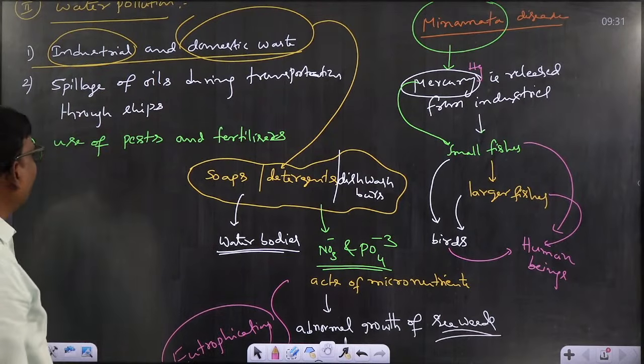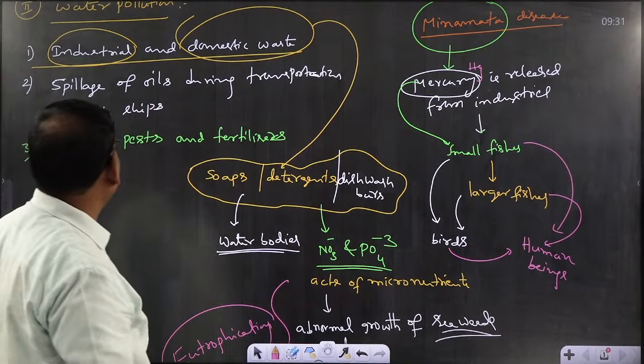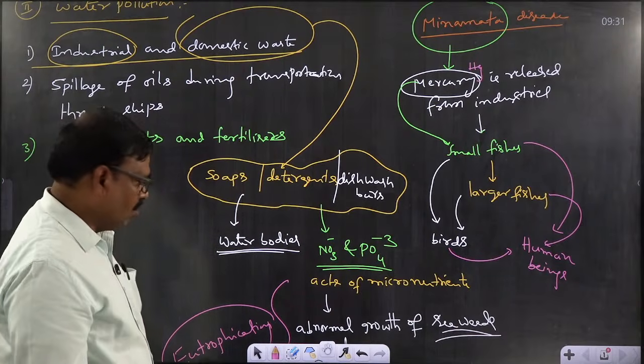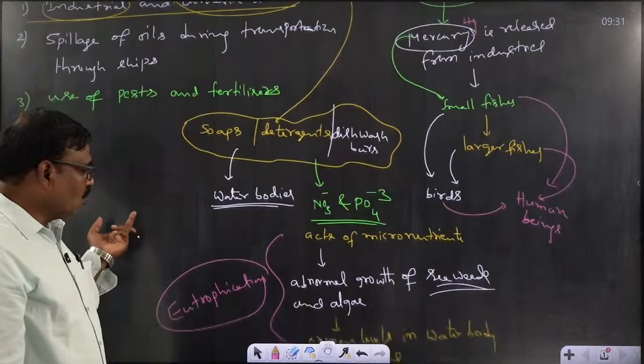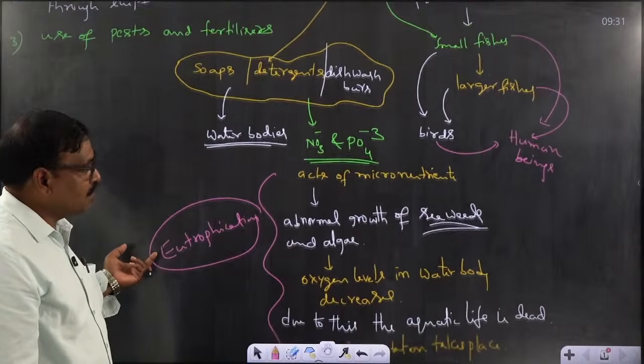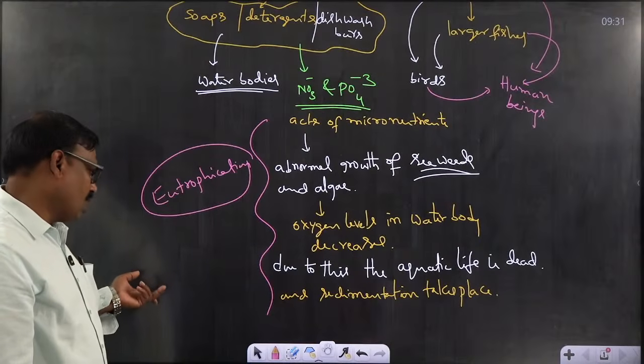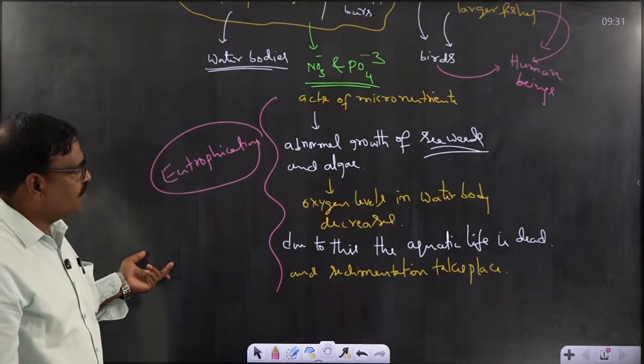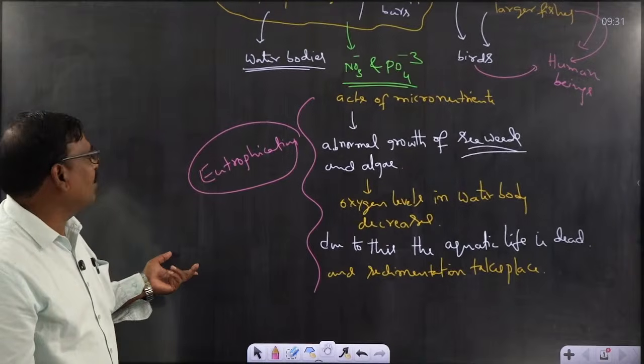Coming to the second point, the spillage of oils during transportation through ships. Crude oil will be transported mainly to various regions through ships, because ships offer less expenditure and easier transportation.